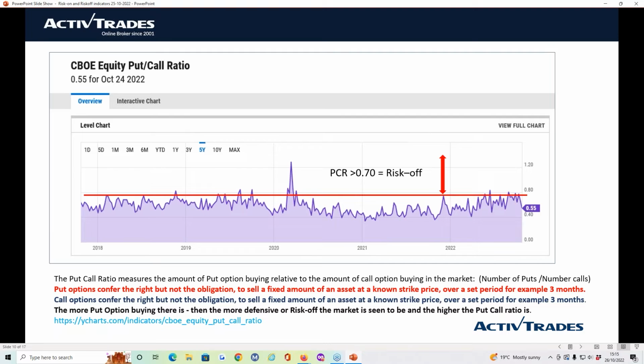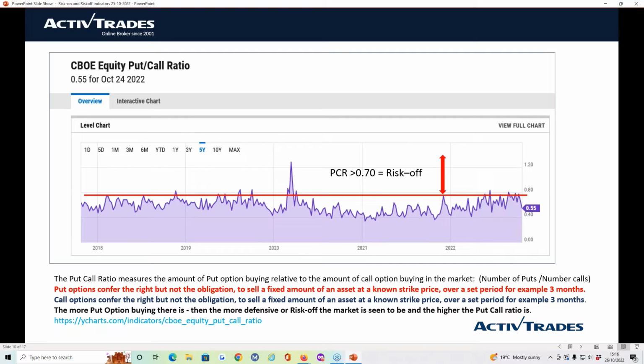Just to expand upon what put and call options are, in case any of our viewers today are not familiar, put options are a derivative that confer the right but not the obligation on a buyer, allowing them to sell a fixed amount of an asset at a known strike price over a set period of time, for example, 3 months, but the options can run for 3 months, for 6 months, for 9 months, for a year, or even weekly, or just over a matter of a few days these days.